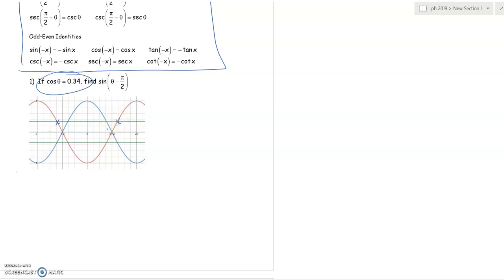Notice that the values of theta that satisfy this equation, right here, those same values of theta will satisfy the equation sine of theta minus pi over 2 equals negative 0.34, right here, if you're looking at the blue function. So that's why we know that the sine of theta minus pi over 2 is negative 0.34.